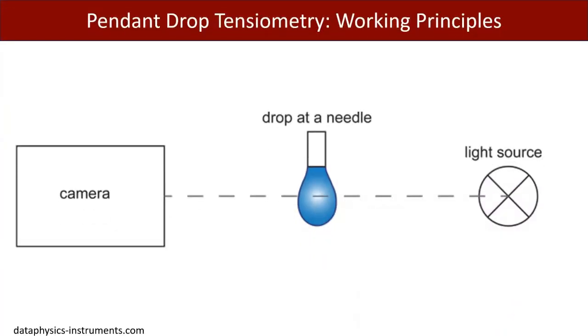Now that you've been introduced to the goniometer and its accessories, let's take a look at what it's doing. This is a schematic of a goniometer, which is really just a camera and a light source. The pendant drop is the liquid droplet suspended from the needle. And for pendant drop tensiometry, the camera records a high definition silhouette of the droplet shape called the droplet profile.